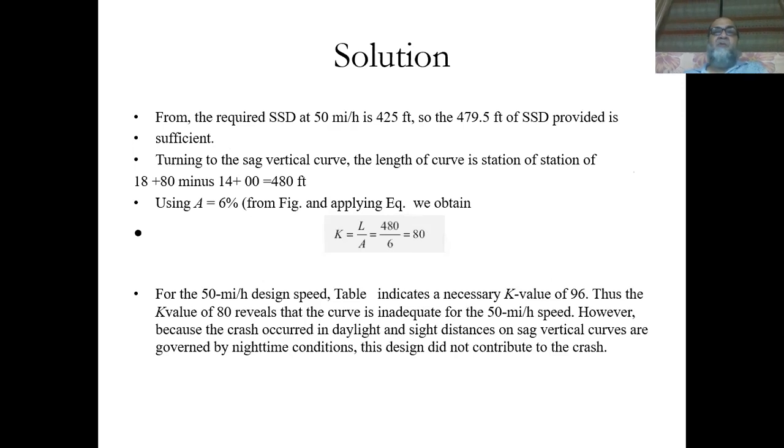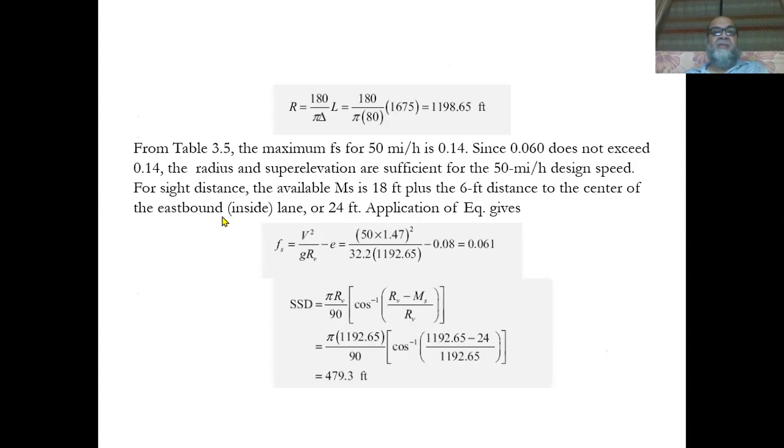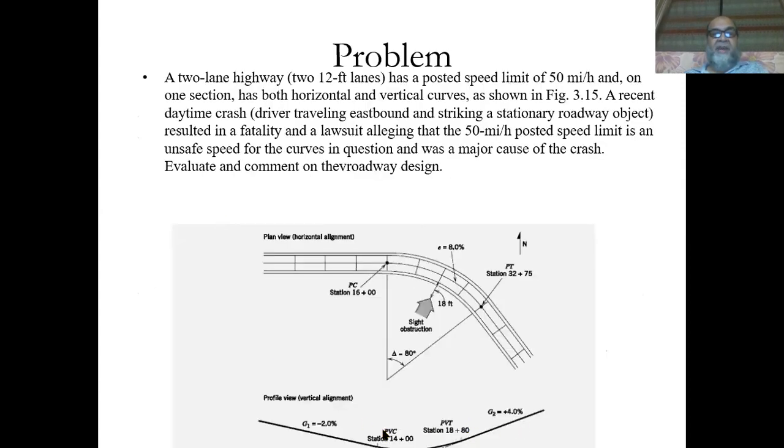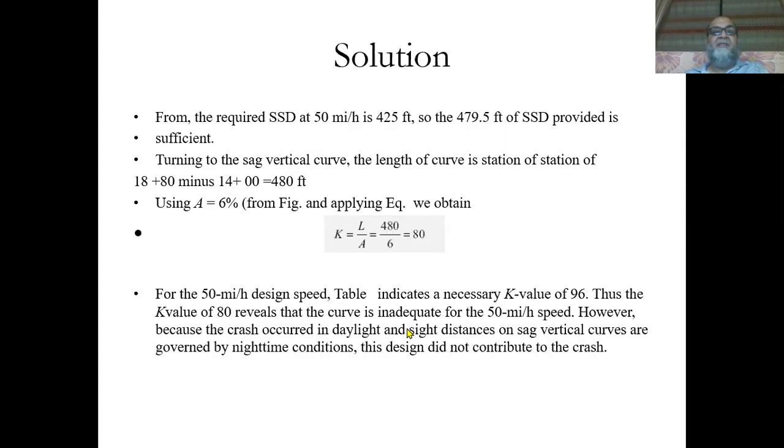Now we move on to whether the vertical curve was designed adequately or not. So we know that A is equal to 6%. We know the length of the curve simply because you can see that 18 plus 80 minus 14 plus 00 is 480 feet, and so we'll find K. Now, if you go back to the table for the sag curve, we'll find for 50 miles per hour the K value is 96.